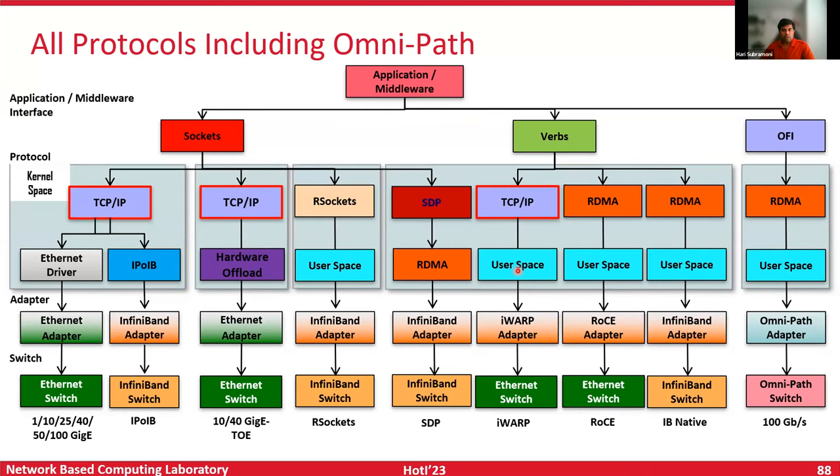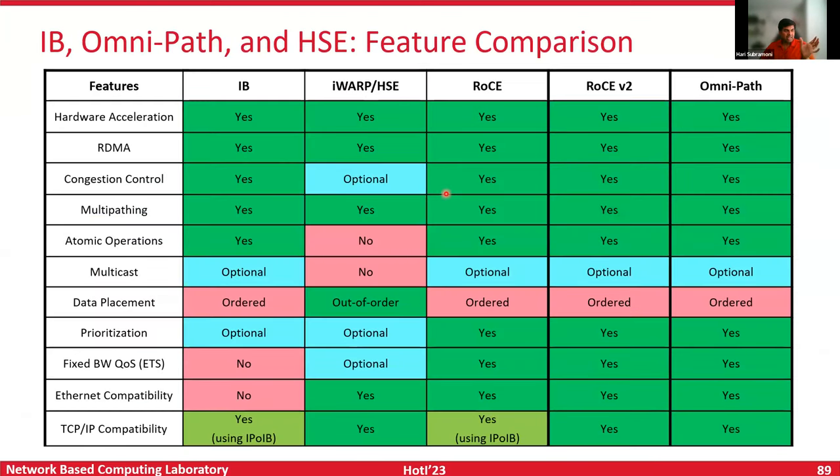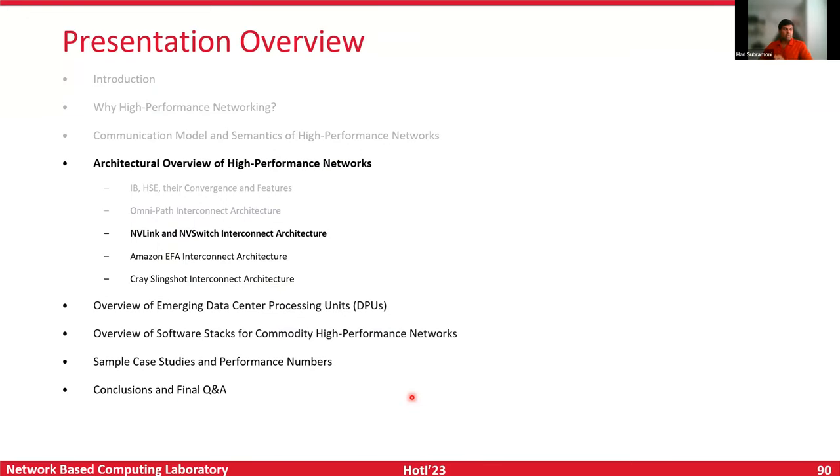Now, this is a high level feature comparison of all the different networking technologies we discussed so far: InfiniBand, iWARP, High Speed Ethernet, RoCE, RoCE v2, and Omnipath. As you can see, except for a few differences, they are mostly very similar in terms of features and capabilities. So far we were looking at inter-node interconnects. Now we'll switch gears a little and look at an intra-node interconnect.